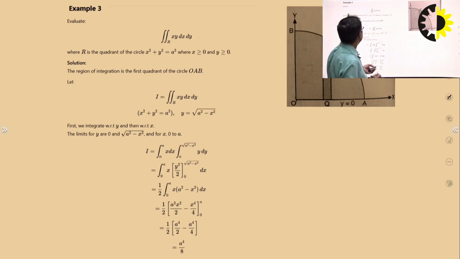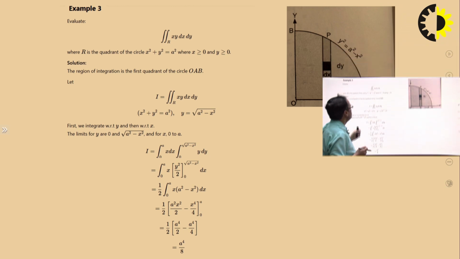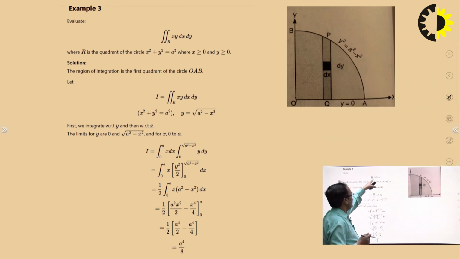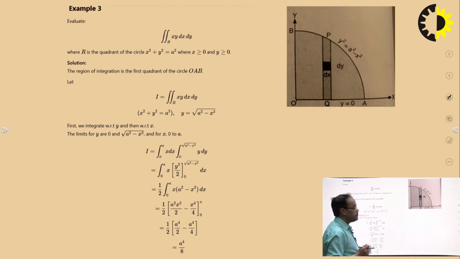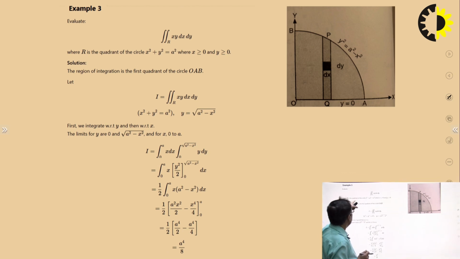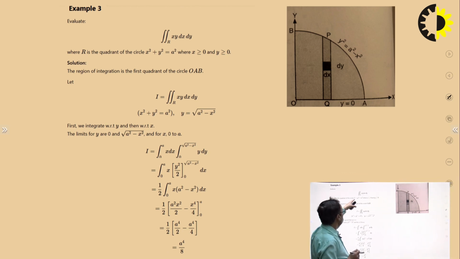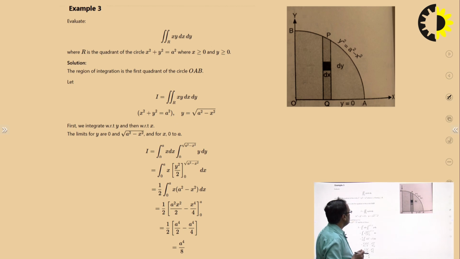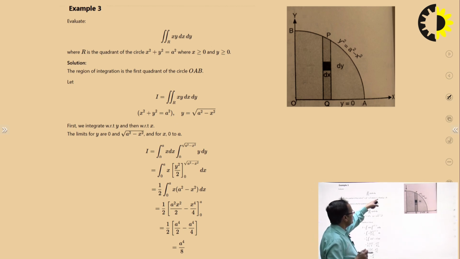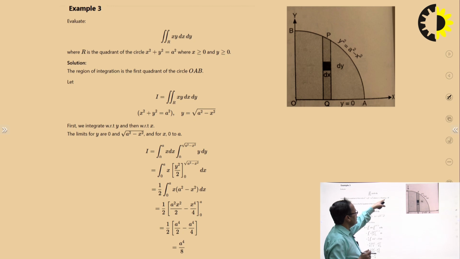Next, example third: evaluate the double integral over R of xy dx dy, where R is the quadrant of the circle x square plus y square equal to a square, where x is greater than or equal to 0 and y is greater than or equal to 0. The equation of the circle is x square plus y square equal to a square, where x is greater than or equal to 0 and y is greater than or equal to 0.